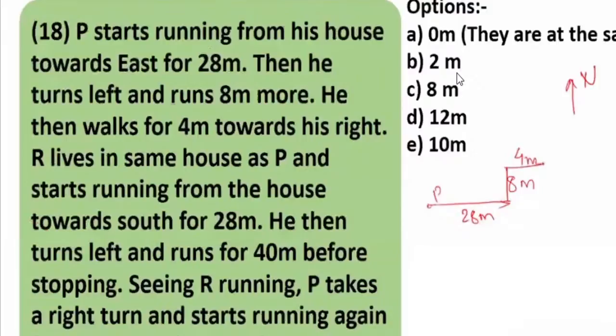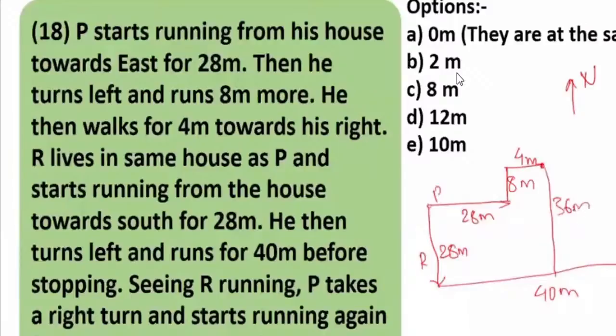R lives in the same house as P and starts running from the house towards south for 28 meters. R is running over here for 28 meters. He then turns left and runs for 40 meters. He runs 40 meters over here before stopping. R has come over here. Seeing R running, P takes a right turn and starts running again for 36 meters. P takes a right turn and goes here 36 meters. 8 plus 28 is 36. So P will come over here.